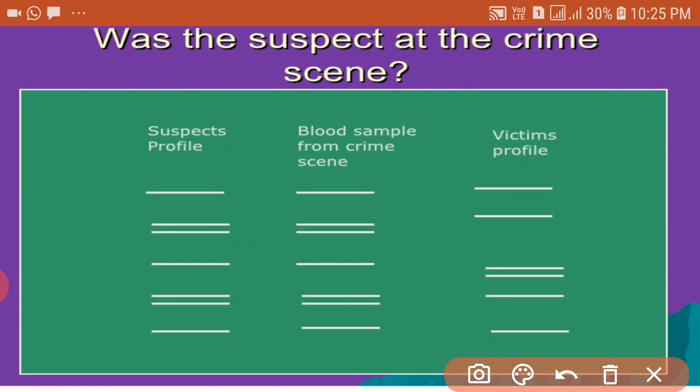So this is an example. Suppose this is the blood sample from the crime place, this is the victim's profile, and this is the suspect's profile. If these are matching, then this is the suspect. This profile of the suspect resembles that of the blood sample from the crime scene. So it is clear that this suspect was present at that site.